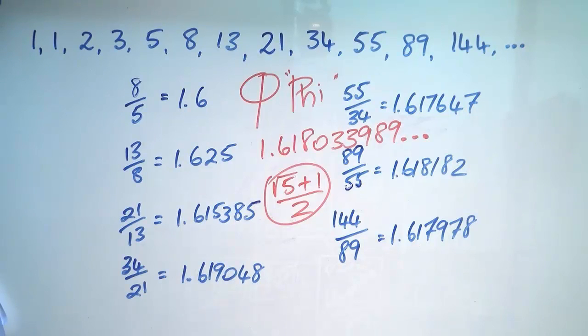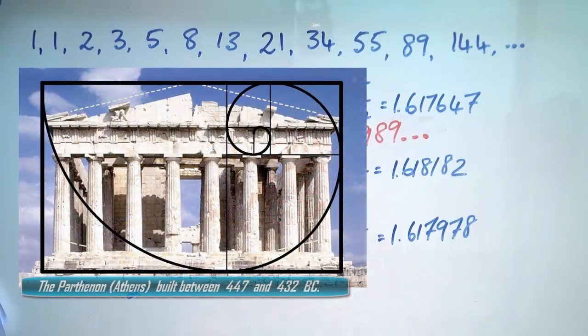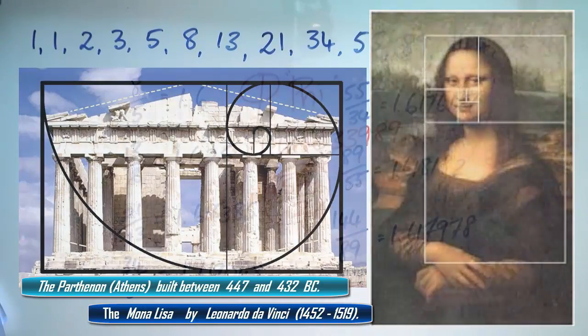It's said that this is pleasing to the eye, this proportion, and the Greeks used it in their public buildings. It also appears in great paintings like the Mona Lisa, but we must consider whether this was accidental, because we're talking about a great painter, Leonardo da Vinci, and he would be using proportions in his paintings that were pleasing to the eye.